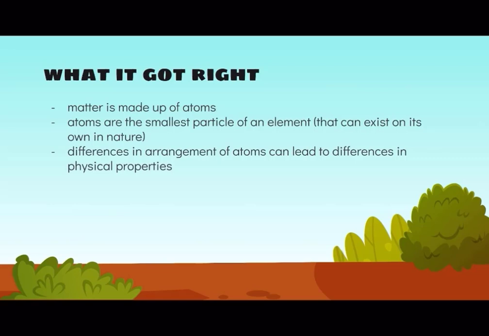The parts of this theory that have been proven true by today's standards are that matter is made up of atoms, and atoms are the smallest particle of an element that can exist on its own in nature. Furthermore, differences in arrangement of atoms can lead to differences in physical properties.